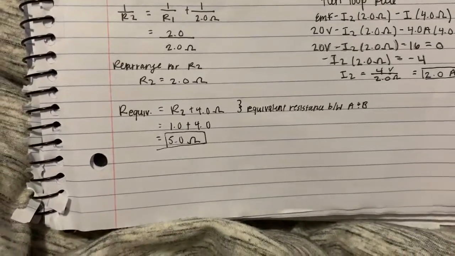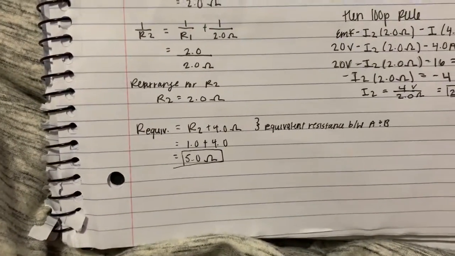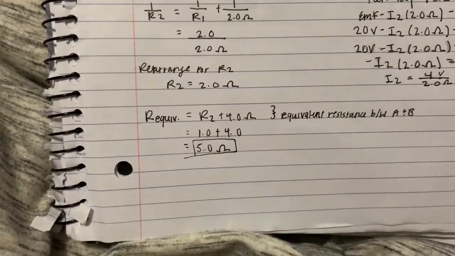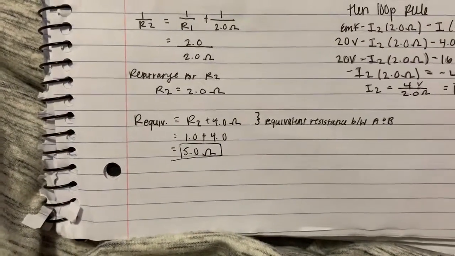Okay, and then we're going to do the R equivalent is equal to R2 plus 4.0 ohms, and then we're going to substitute 1.0 in for that, and it's going to be 5.0 ohms.